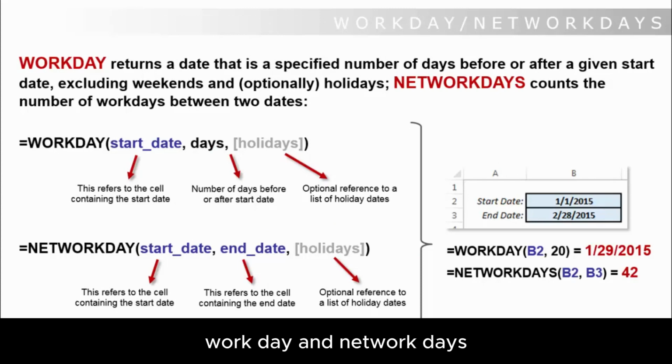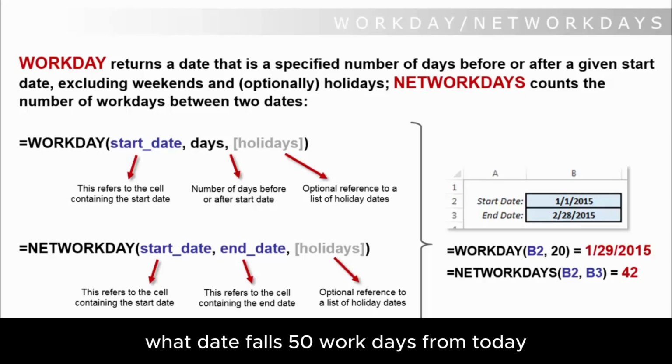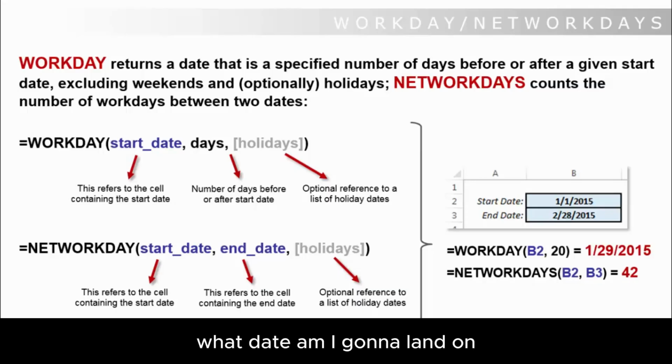Workday and networkdays. So workday, to be totally honest, is a little bit confusing. Basically, it returns a date that is a specified number of days before or after a given start date, excluding weekends and holidays if you choose to add those. So the most common application that I can think of is to say, what date falls 50 work days from today? So once I get through 50 work days, which doesn't include weekends, what date am I going to land on?